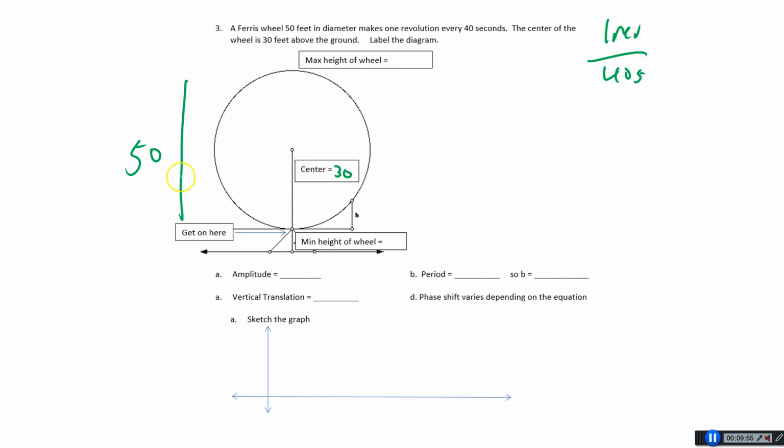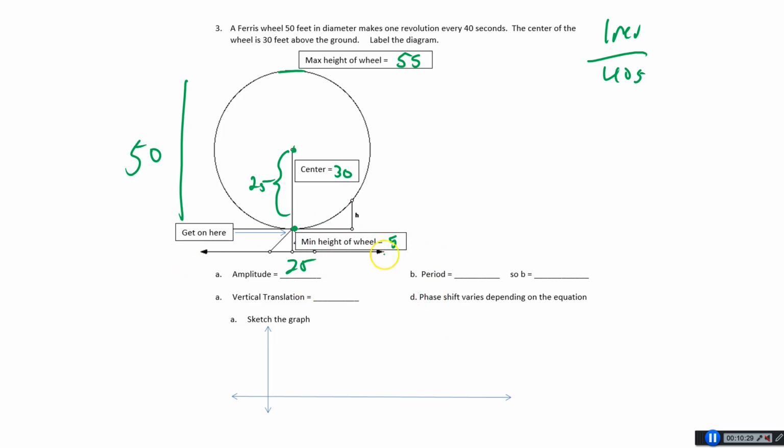All right, and the diameter is 50, so from here to here is only 25. So that must mean that the minimum height of the wheel, the bottom here, must be 5 feet off the ground if the center of the wheel is at 30. So then the maximum height of the wheel would be 50 plus 5, that's 55 feet. All right, so the amplitude would be the distance from the center to the top, so that would be 25. You go 25 up and 25 down, but the bottom of our graph will only be at 5. It won't go below because it's the distance above the ground.